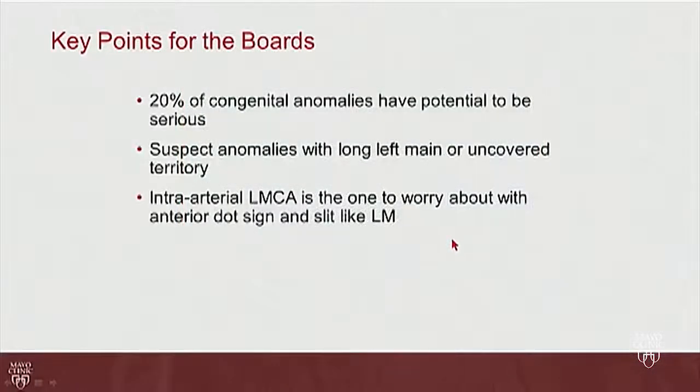So the key points on anomalous coronary arteries for the boards are that 20% of coronary anomalies have the potential to be serious, so 80% are not serious. You want to suspect an anomaly when you see that long left main coronary artery, when you see a territory that doesn't look like it's covered, and you want to look for that intra-arterial left main coronary artery as the one to worry about, and that's the one that has the anterior dot sign and the slit-like left main.